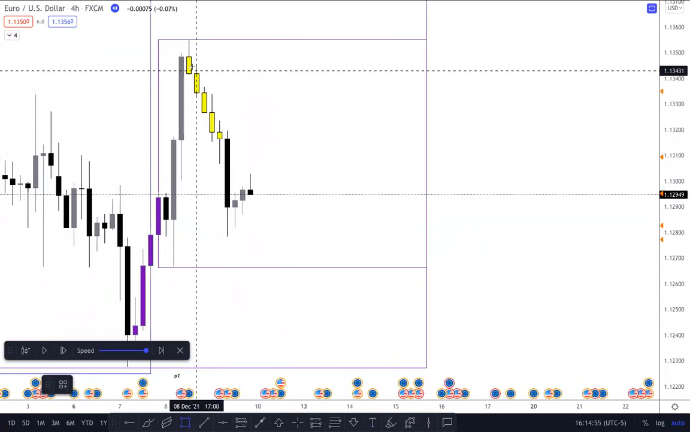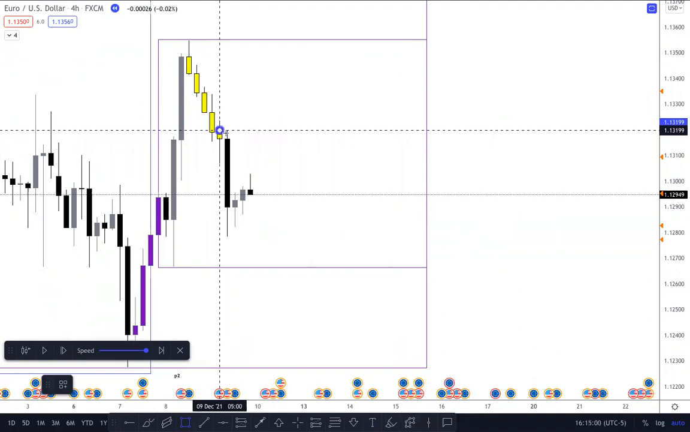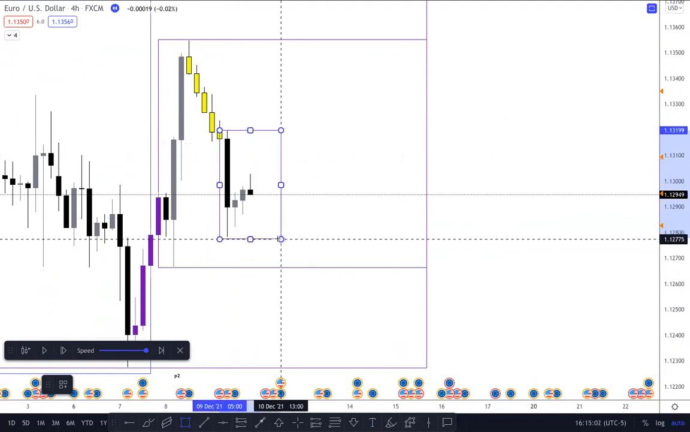Anyways, here's that next true imbalance, right? We can see here that this next injection has been formed.